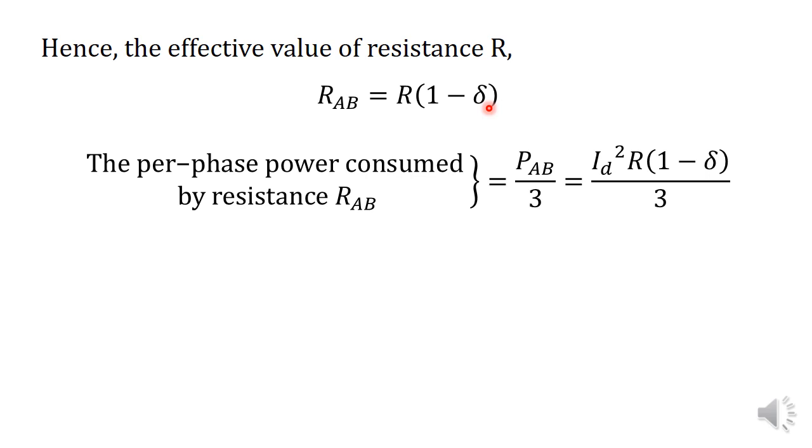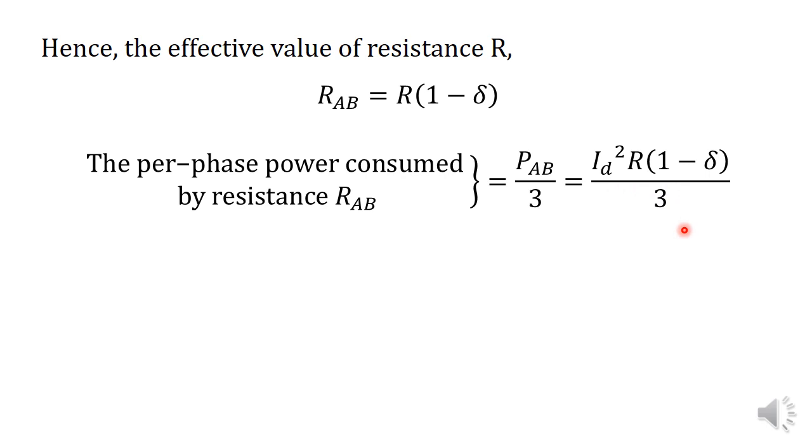Now let's see what is the power consumed by the resistance, that is the effective resistance RAB. The resistance across the terminals A and B is RAB, the effective resistance. So what is the power consumed by this resistance? PAB is the total power consumed. Here we are calculating the per phase values, so PAB is PAB divided by 3. It is ID square R into 1 minus delta divided by 3.